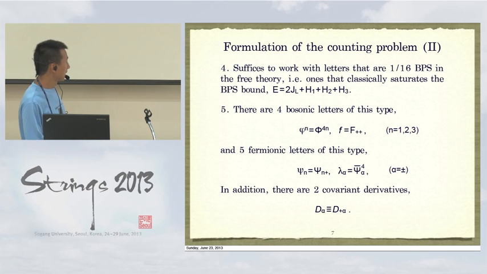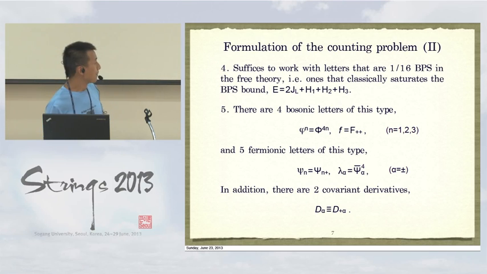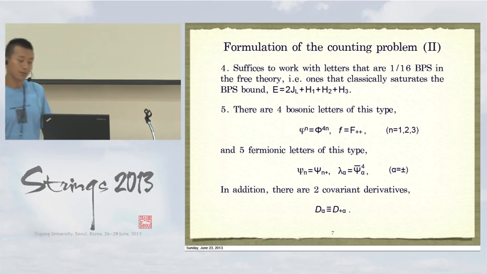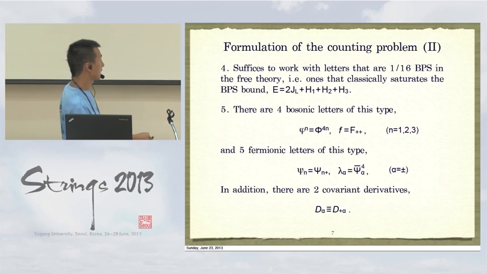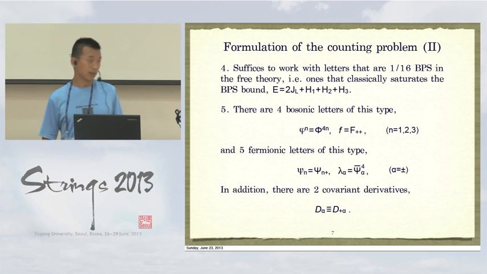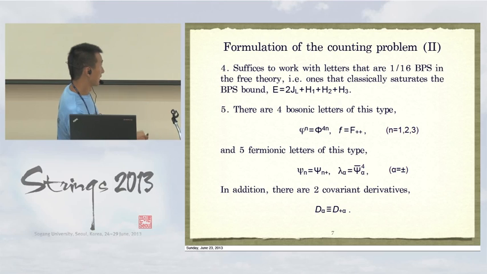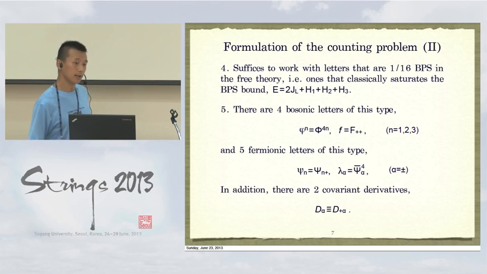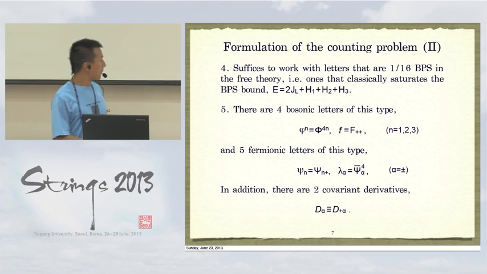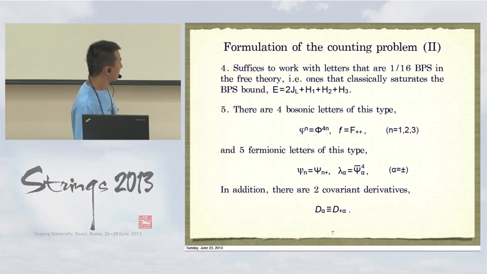There are 5 fermionic letters constructed out of the fermion psi, which is the Dirac fermion in the 4 of SU(4). Here, n stands for the SU(4) fundamental index, which is again taken to be 1, 2, or 3, and this plus refers to a chiral spinor index, which is taken to be plus, so that this J left 3 eigenvalue is plus 1/2. And this I denote by little psi n.